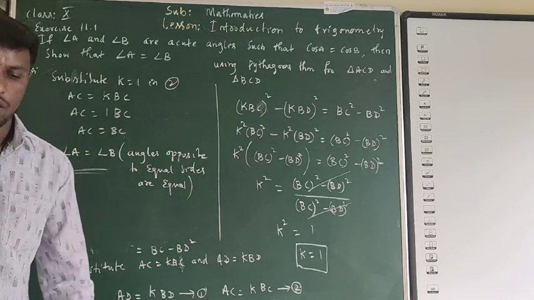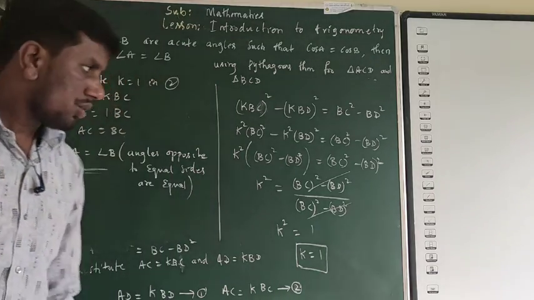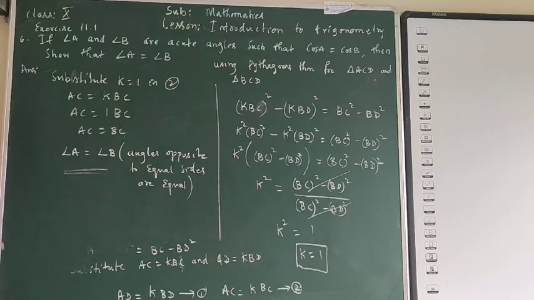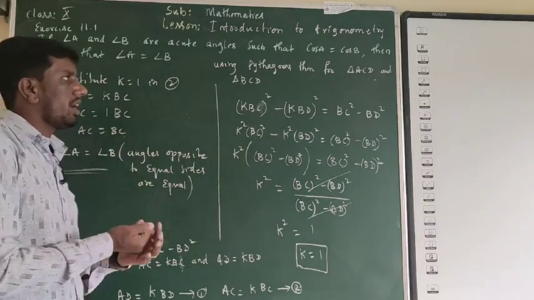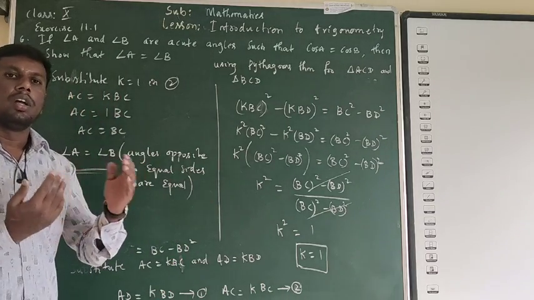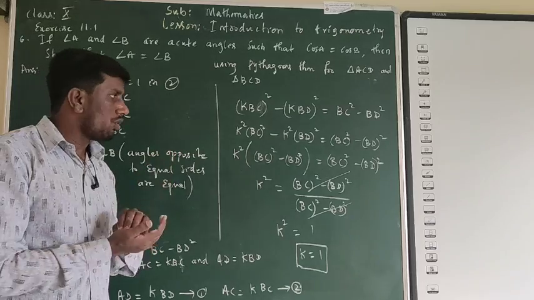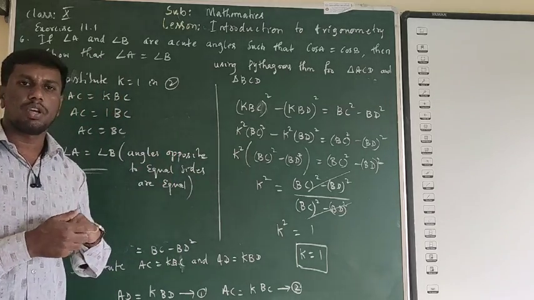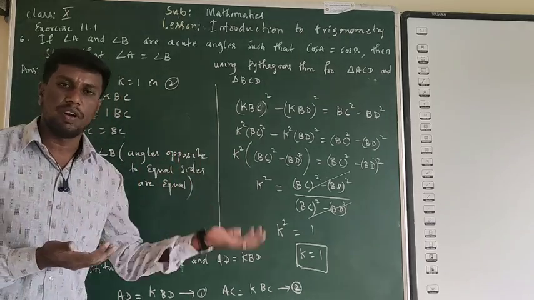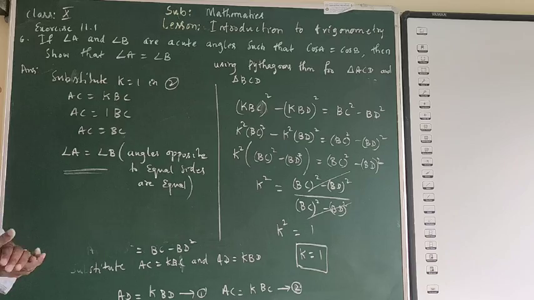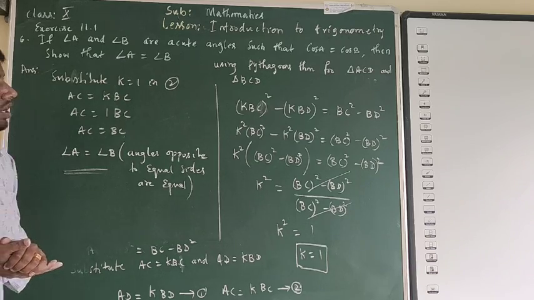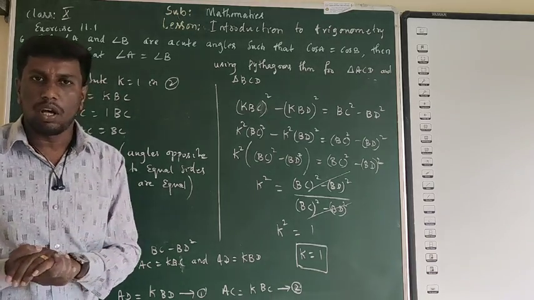We have proved it. So we need to do the calculation very carefully, and when using the Pythagoras theorem, we should bring it to C square. So both will be in terms of C square, both will get cancelled. It will simplify away. AC is equal to BC. So that's it. It will complete exercise 11.1.